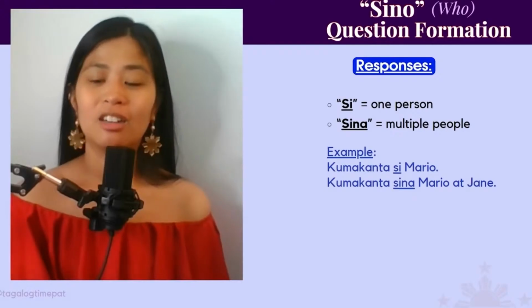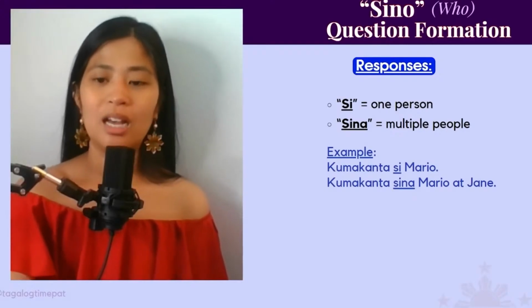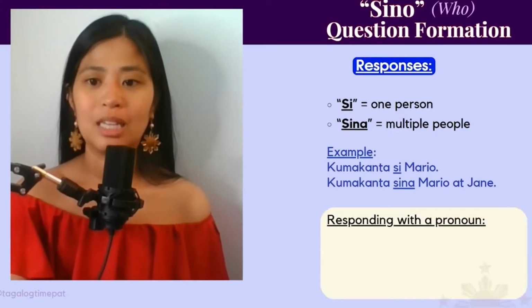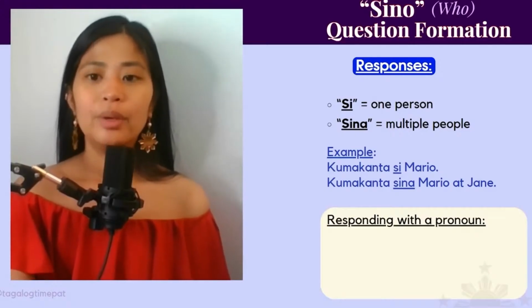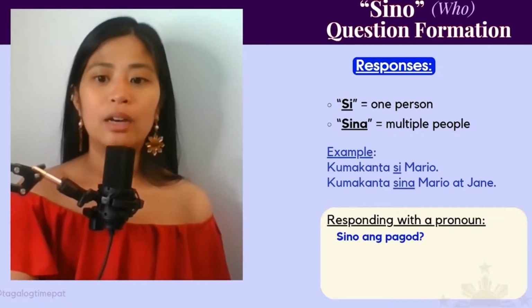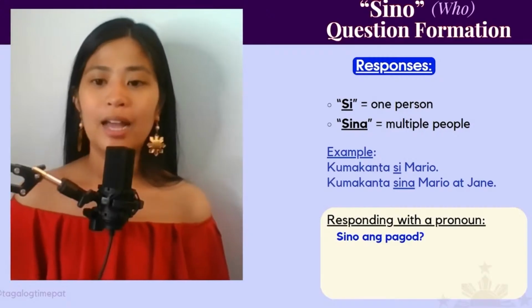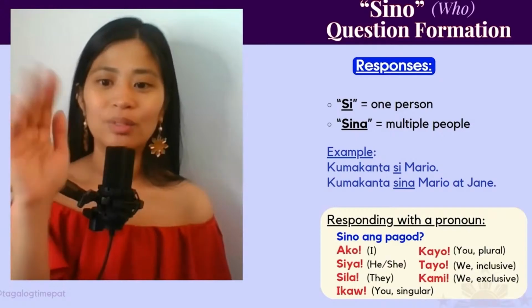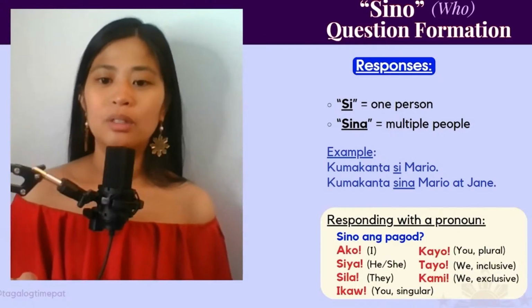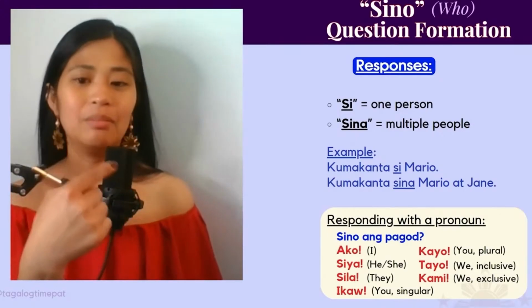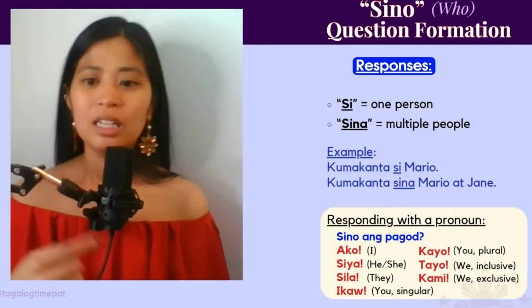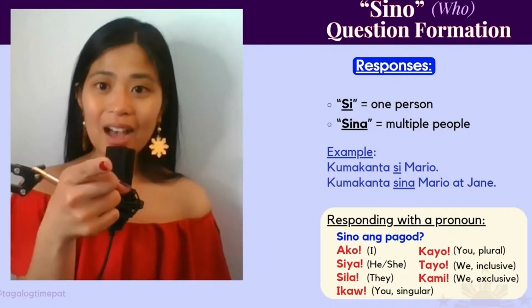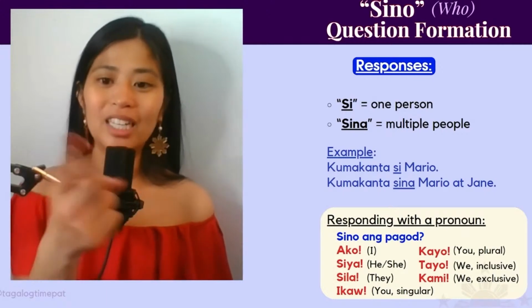Mario and Jane are singing. So sina is used because there's more than one person. Now you can also respond with a pronoun. So, sino ang pagod? Who's tired? You can say, ako, me. Or, sino ang pagod? Siya. Him, he is, siya. Sino ang pagod? Ikaw, you. You are tired, ikaw.